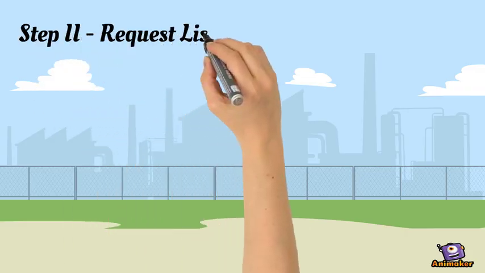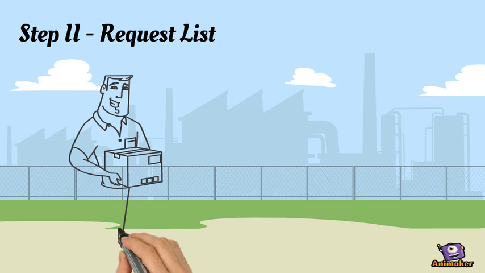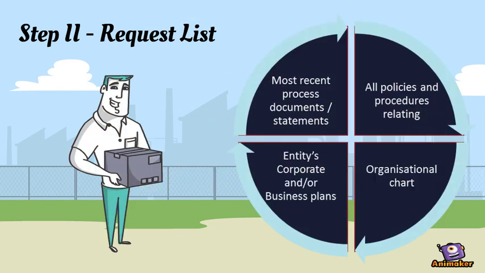A request list. This should be prepared and sent to management in advance of commencing the internal audit. Various items requested include process documents, policies, business plans and organization structure.